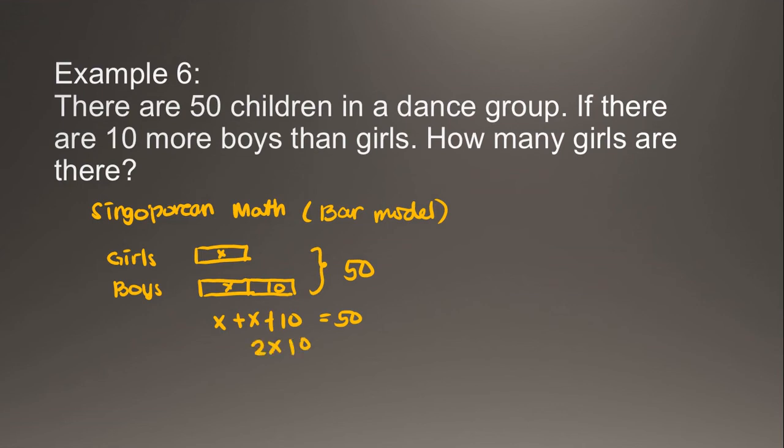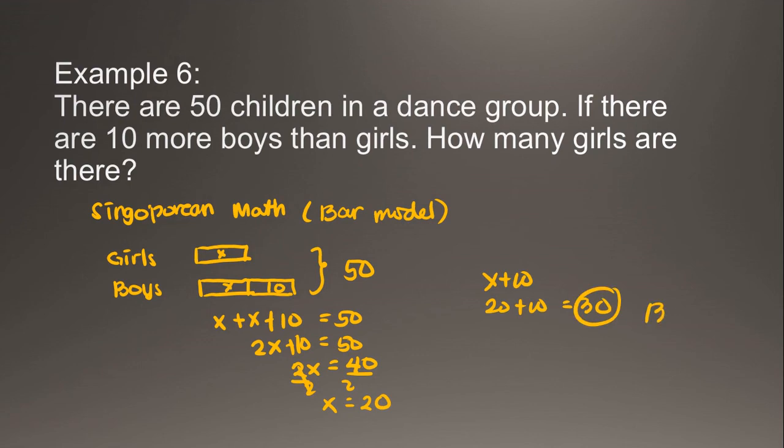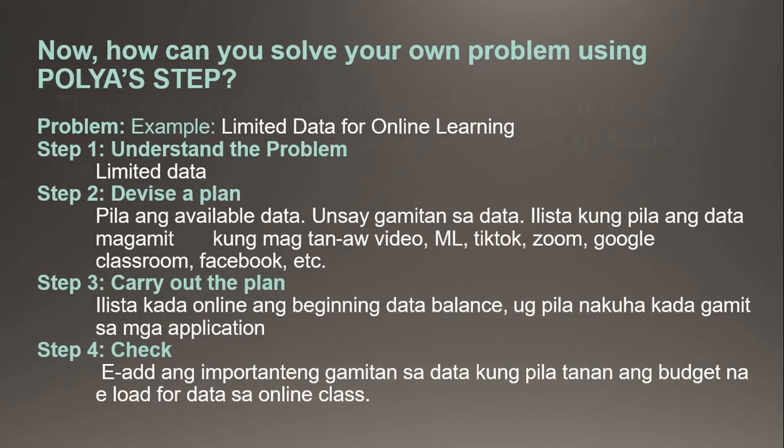Solving this one, we have 2x plus 10 equals 50. We subtract 10 from 50. So that is 2x equals 40. Divide both sides by 2. So x equals 20. x is the girls, so there are 20 girls. How many boys? That is x plus 10, or substituting, 20 plus 10 equals 30. So there are 30 boys. If we check, 20 plus 30 results to 50 children.